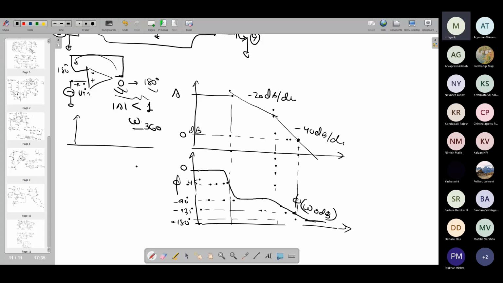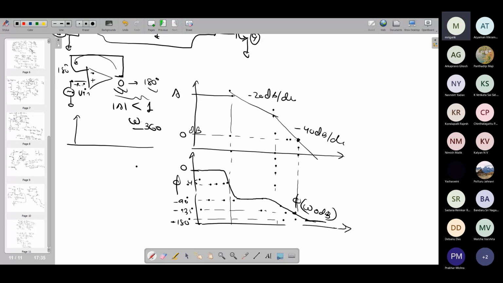So the system becomes unstable if, for gain 1 or gain 0 dB, an overall phase shift of 180 degrees is achieved over here, which means an overall phase shift of 360 degrees is achieved, right? So in this loop, we already have a 180 degree phase shift because of the inverting terminal.